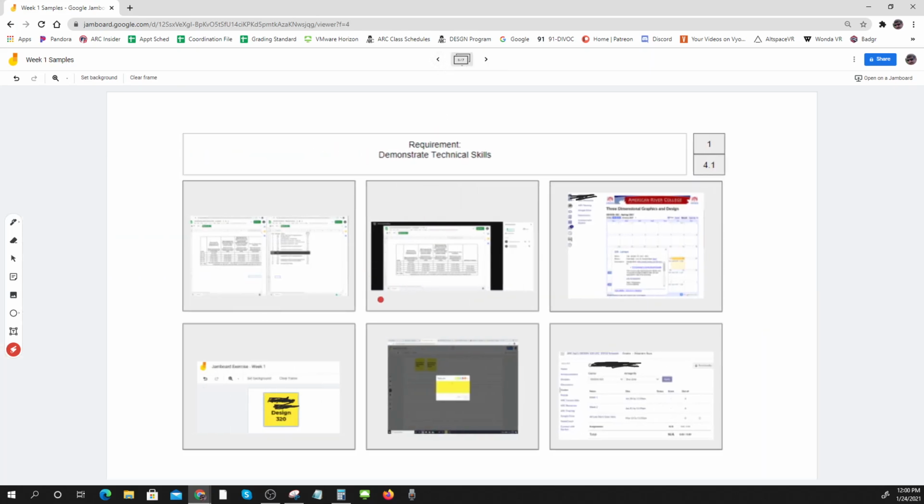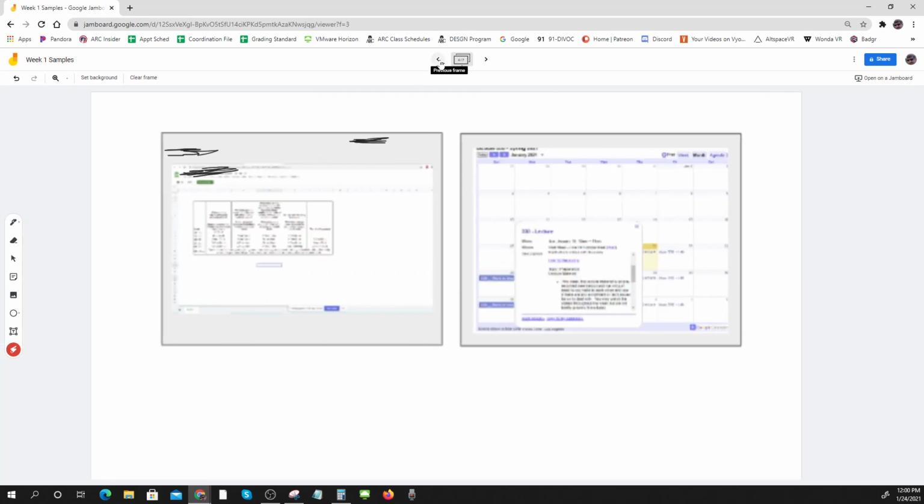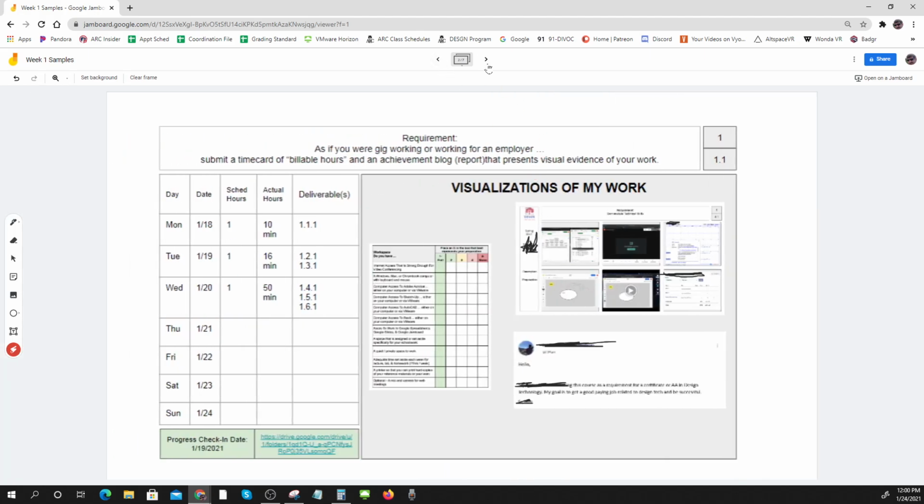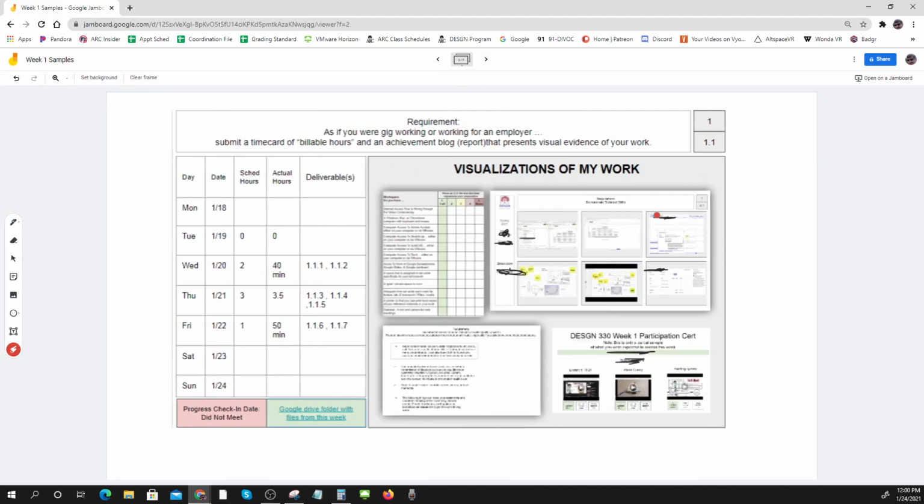So, take care for your margins. Make sure that they're well done. And present your work in the visualization section.